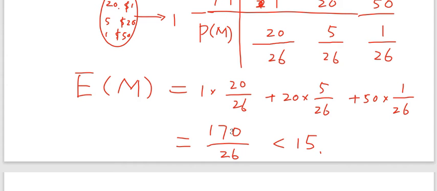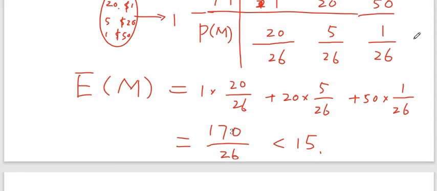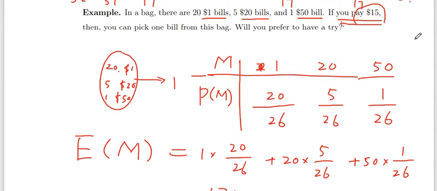So this means the money you can get and the money you already paid off is not balanced. The money you paid is larger than the money you can get. So this game is not fair, not in favor of you. So you should not try to play this game. Okay.